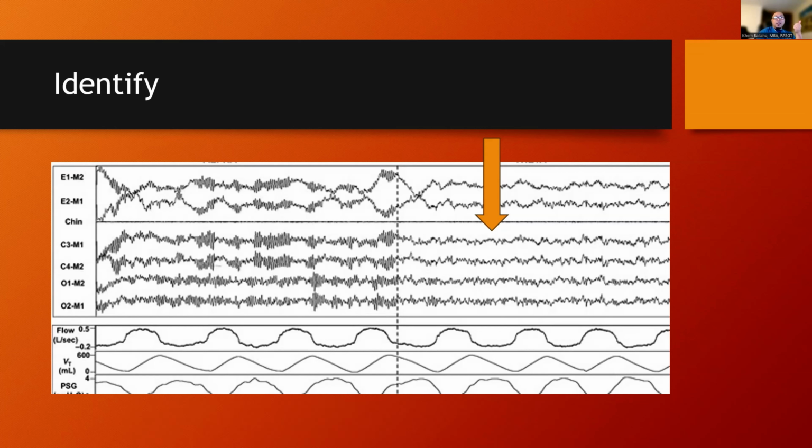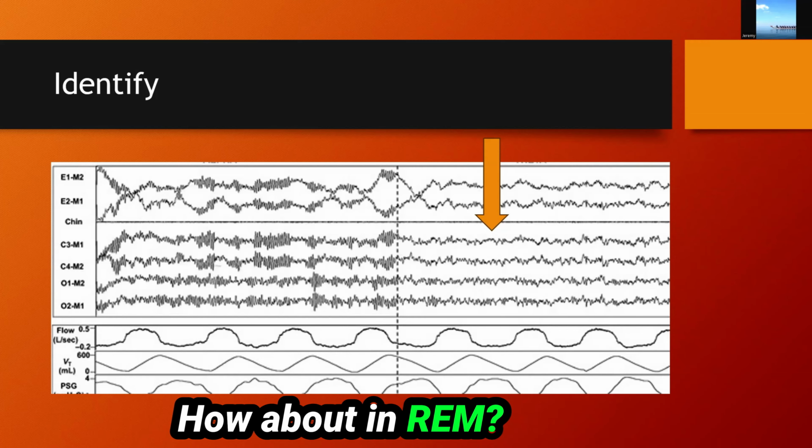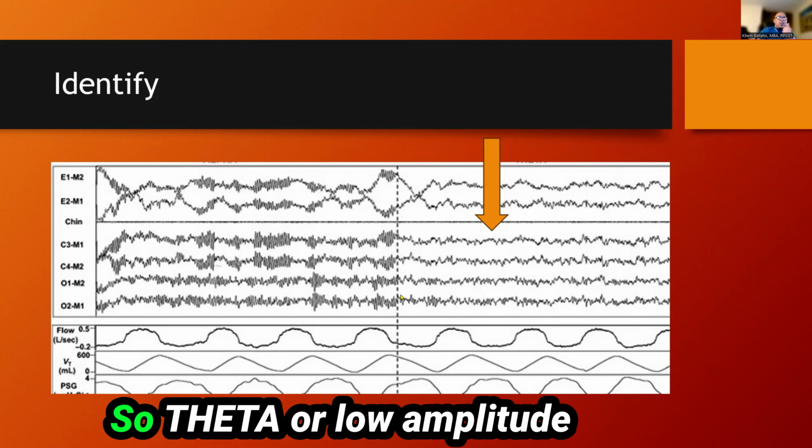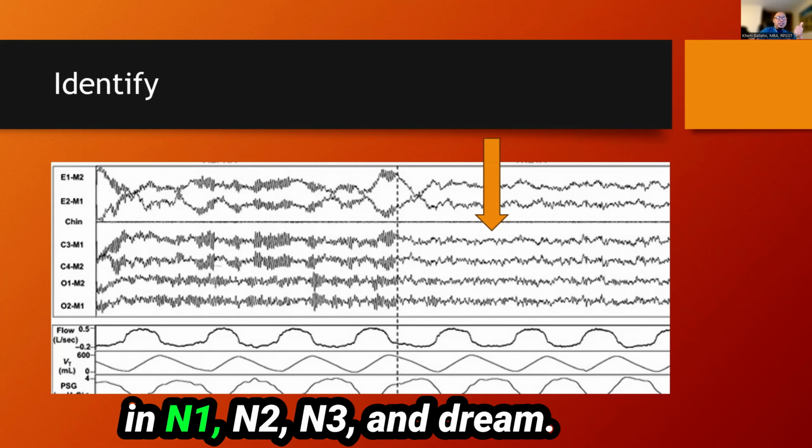N1, N2, how about N3? How about in REM? REM. So theta, or low amplitude mixed frequency, can be seen in N1, N2, N3, and REM.